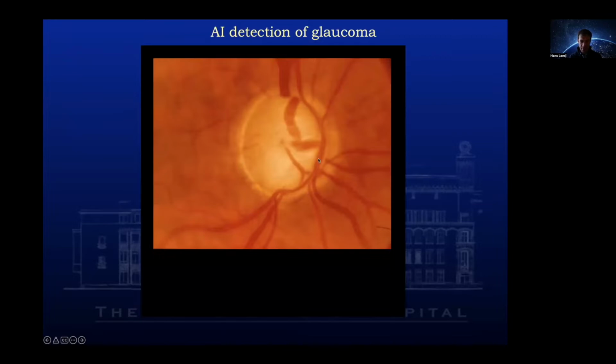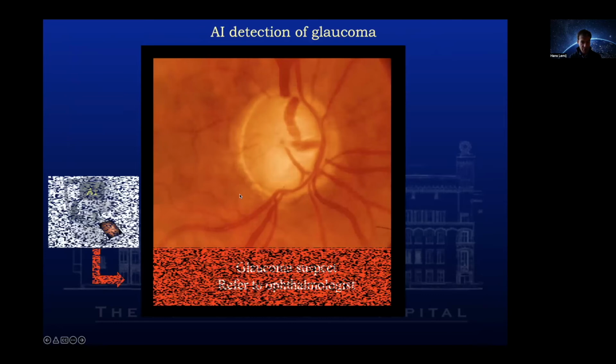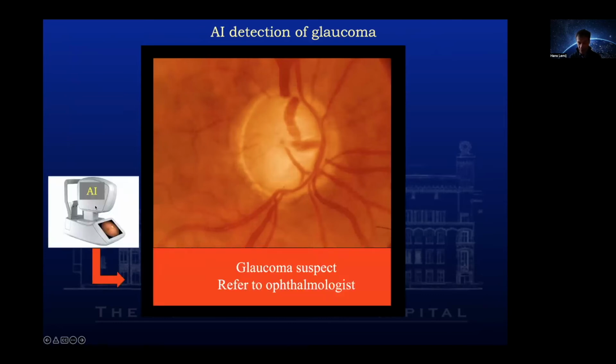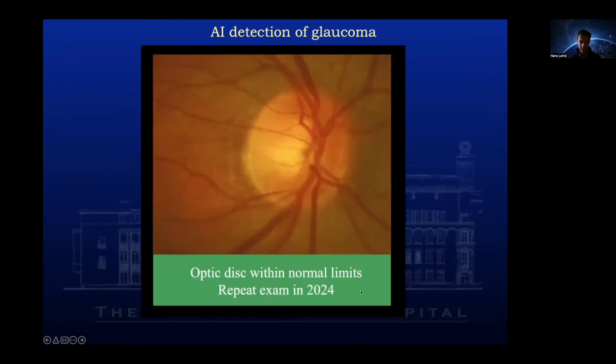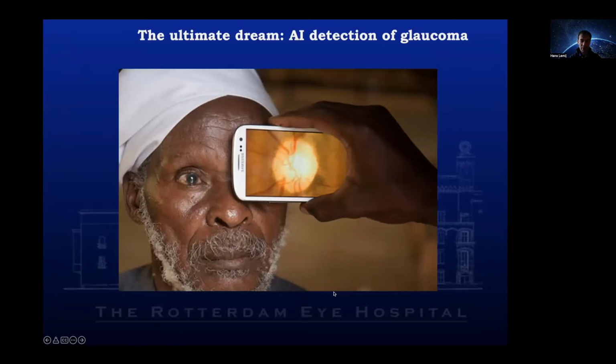Here you see an image taken with such a camera, where the artificial intelligence built into the device, into the camera, or perhaps cloud-based, gives a classification, glaucoma suspect, and gives advice: refer to ophthalmologist. And in case you have a healthy eye, the classification is the optic disc is within normal limits. Repeat the exam in several years, for instance, in the year 2024. In my wildest dreams, this will be possible on mobile phones, but we are not there yet.